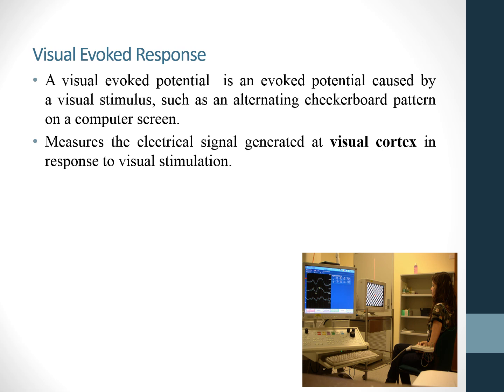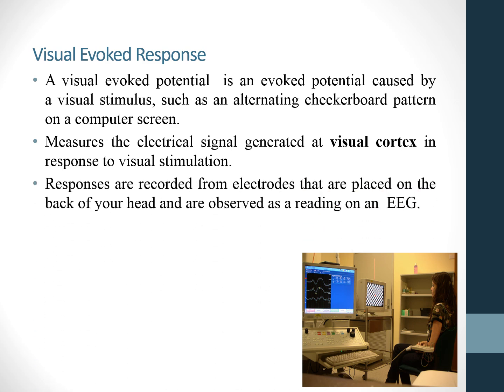So to record visual evoked response or visual evoked potential, you will provide a visual stimulus that can be a checkerboard. This stimulus will activate the visual pathway. These responses are recorded from electrodes that are placed on the back of your head and are observed as a reading on an EEG. So this type of signal will be embedded in the EEG.